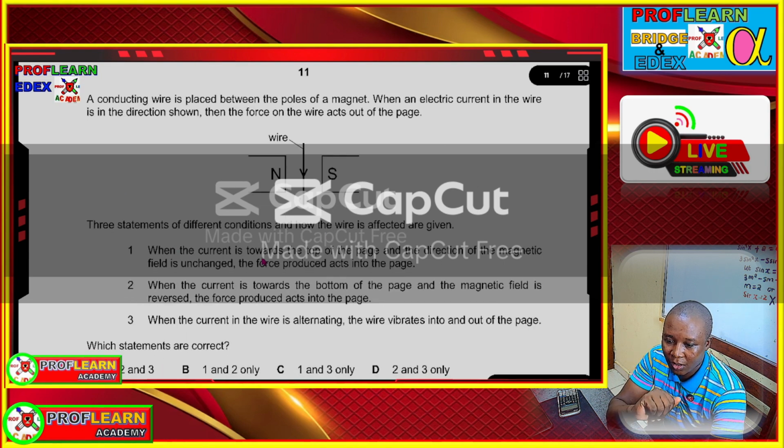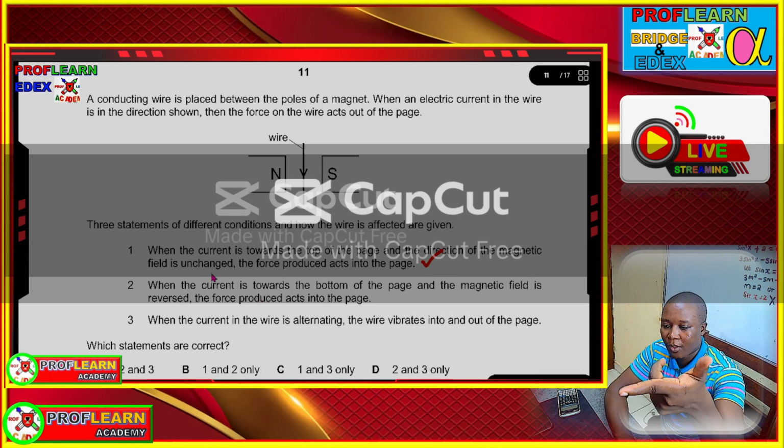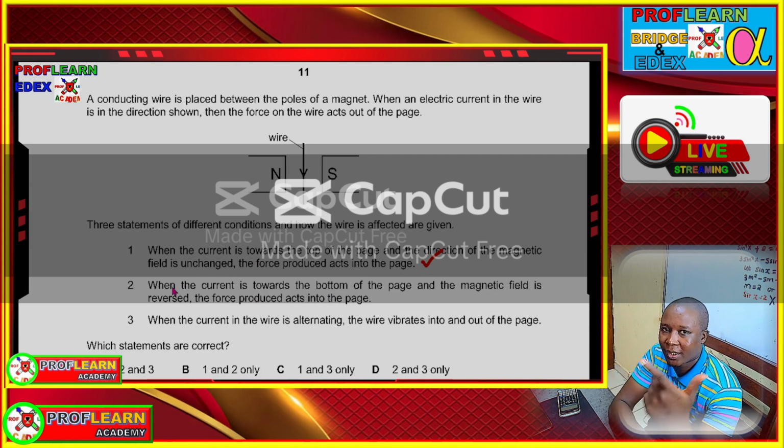So that statement is correct. We can agree and say this is correct. When the current is towards the bottom of the page and the magnetic field is reversed, the force produced acts into the page, which is also correct. And you can use Fleming's left-hand rule in order to determine the direction of the forces, because for a motor we use Fleming's left-hand rule.